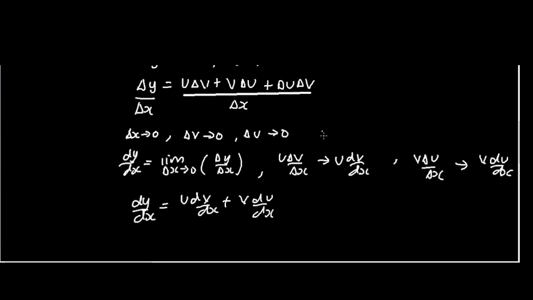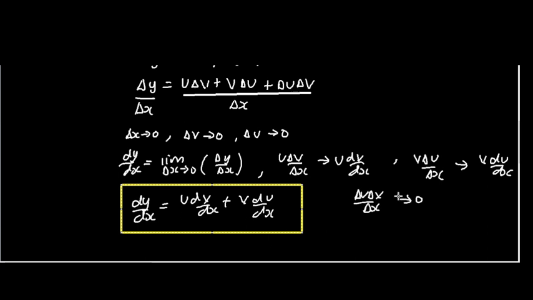Remember that the last term will be in this format: change in u change in v over change in x approaching 0, because this is a product of two small changes. When these changes get smaller and smaller, the whole term reduces to 0 and we remain with this as our product rule. So this is what we call our product rule, and by so doing you have derived the product rule. In the next video let's look at how to use the product rule.